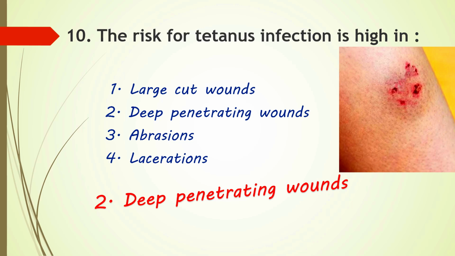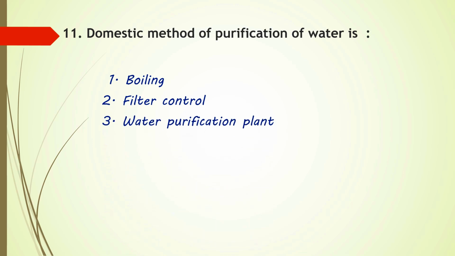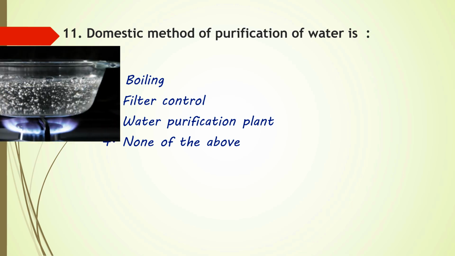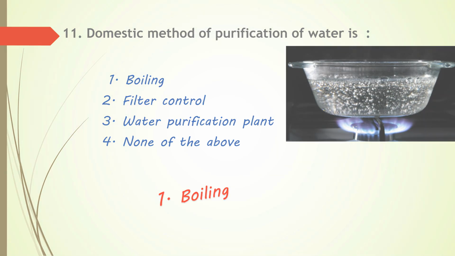So option 2 is the correct answer. Question number 11, domestic method of purification of water is: boiling, filter control, water purification plant, or option 4, none of the above. Yes, you are absolutely right. The best domestic method of purification of water is boiling. Here option 1 is the correct answer.